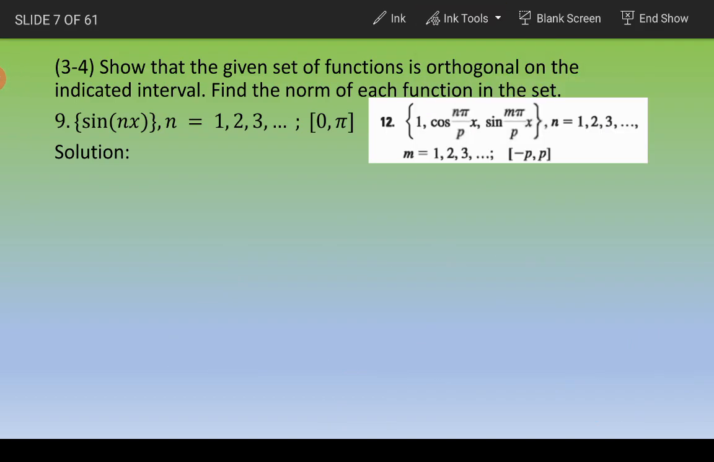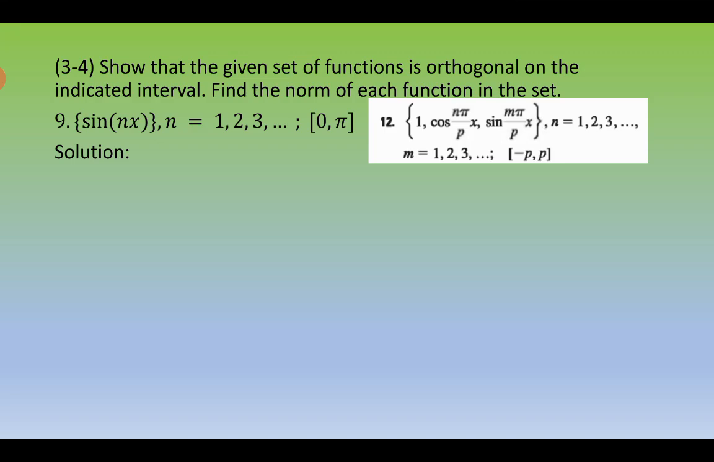Now let us solve problem number 12. So note down, I'm going to the white sheet. Here the function is 1, cosine n pi x over p, sin n pi x over p. So this is actually theta. Okay, 1, cosine theta, sin theta. It's a series of functions. You can write n is equal to 1, 2, 3, and m. They are integers, remember. In the interval negative p to p, negative p and positive p.